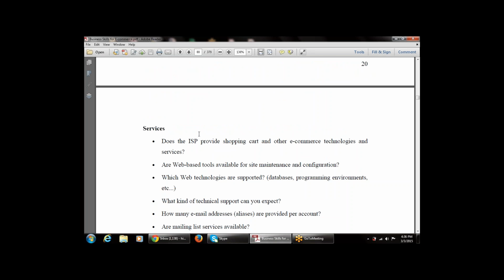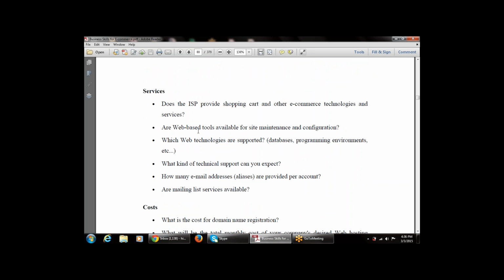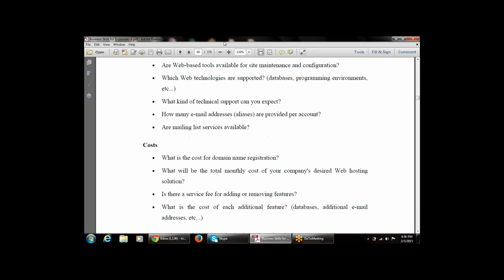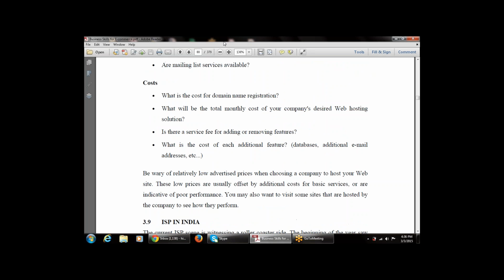Next, the questions based on the services. That is, what type of services are they offering, which web technologies are supported, what type of technical support can you expect, how many email addresses are provided per account. The next are the questions based on the cost. That is, what is the total monthly cost that the company is able to pay while using the web hosting solutions.